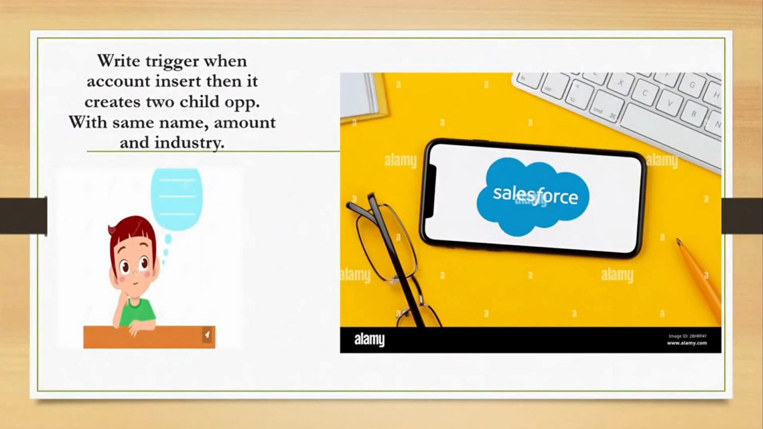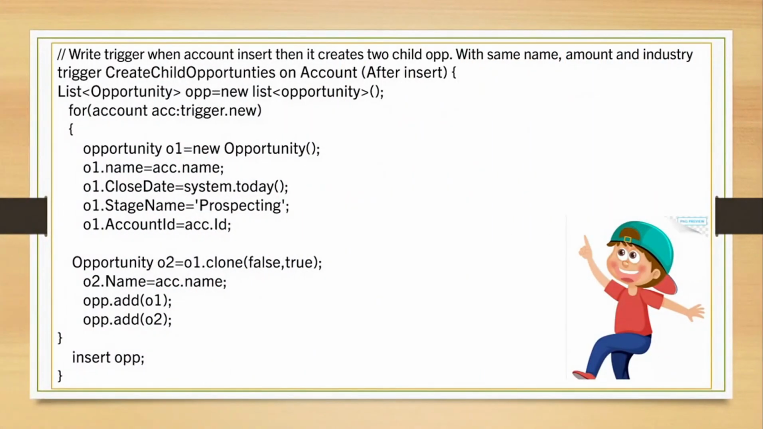Write a trigger so that when an account is inserted, it creates two child opportunities with the same name, amount and industry. Here is the code: a trigger, create child opportunity, on Account after insert. Create a list of opportunities, and for each account in Trigger.new, create the opportunity. For the second opportunity, use o1.clone(false, true), and it is also created. You can refer to this code also.